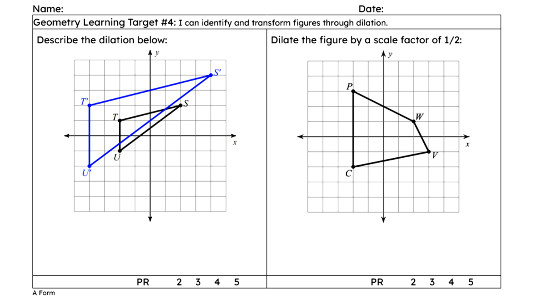This is Summer School High School Credit Recovery for Geometry. We're on learning target number 4. I can identify and transform figures through dilation.